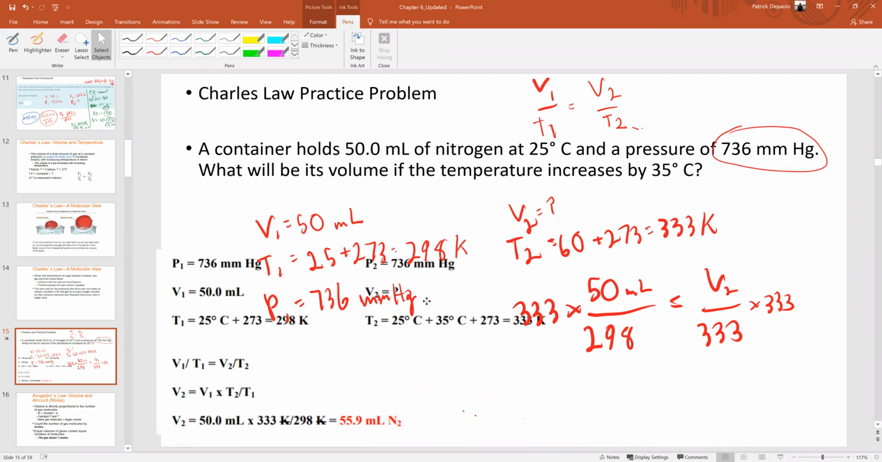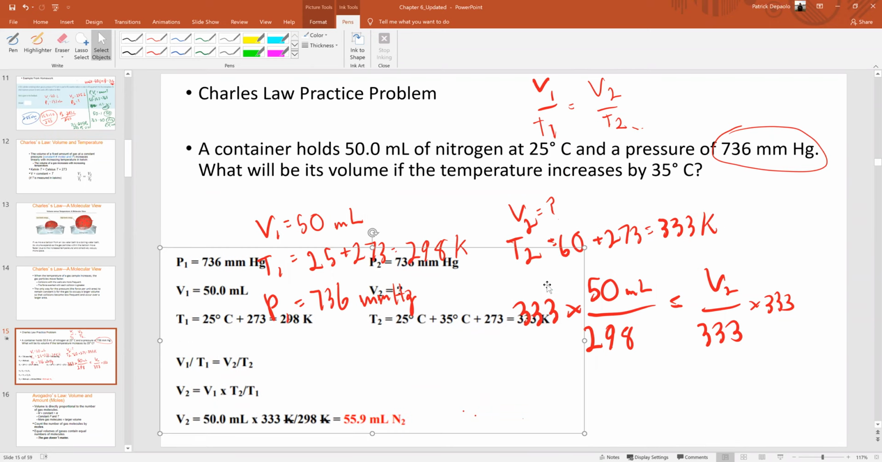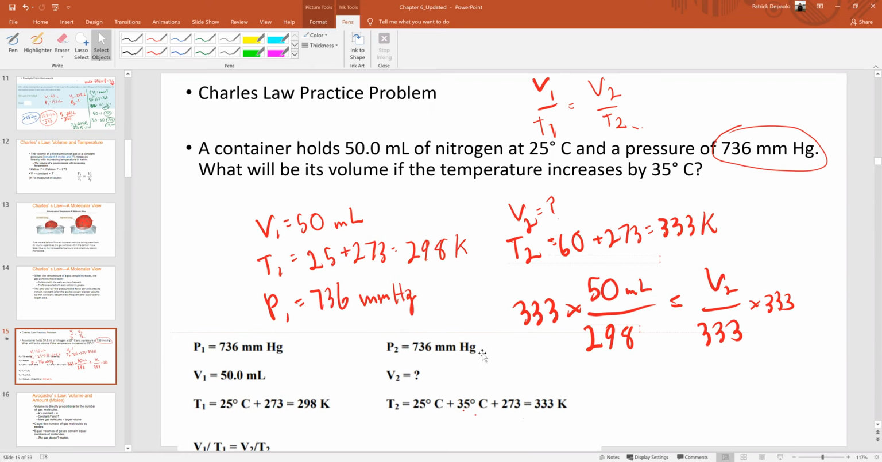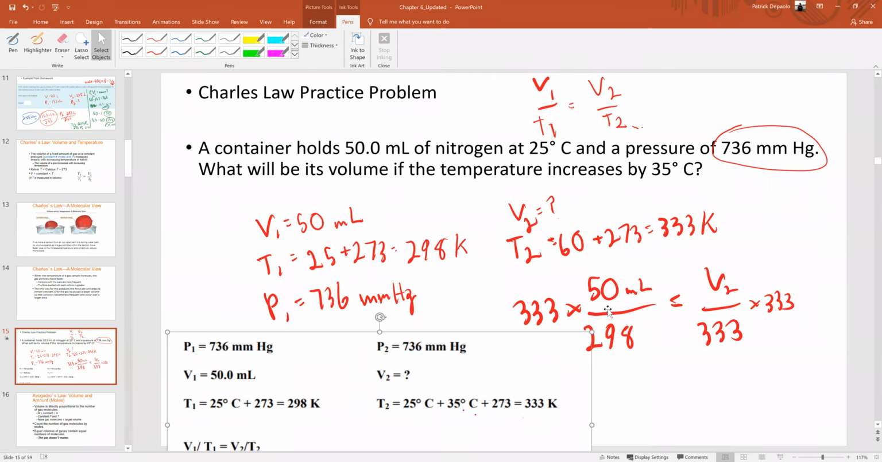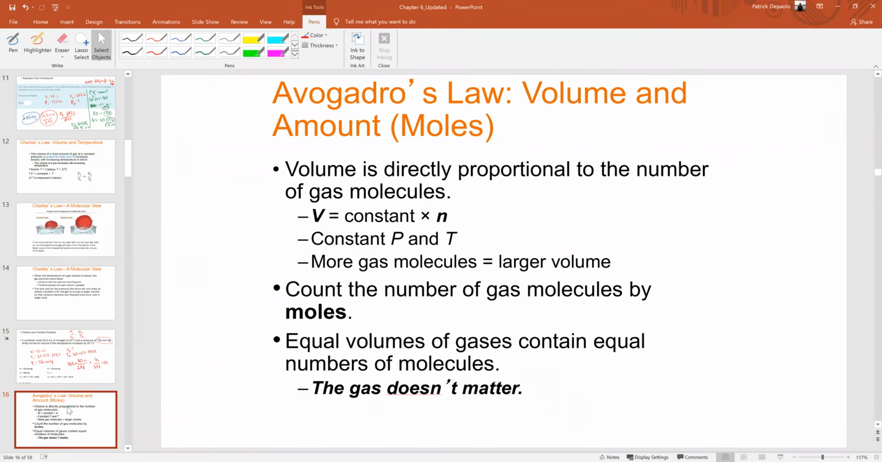Good question. All right. So we do the math, and we get V2. V2 is 333 divided by 298 times 50. We get 55.9 milliliters of nitrogen. Cool. So we got the answer for that. Any questions on that one? That's a pretty simple Charles's law example problem where we just plug and chug. We have 3 of the variables, we have 1 missing, which is V2, and we solve for it. Okay, moving on. Avogadro's law.